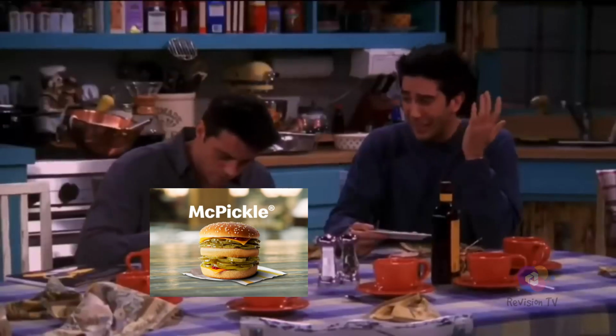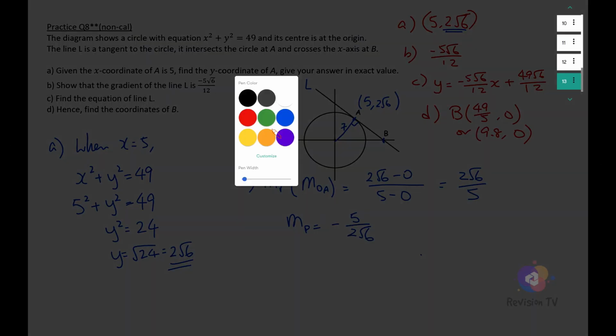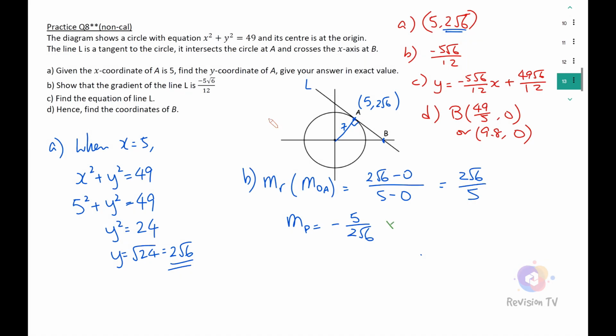To rationalize it, we need to multiply top and bottom by root 6. So on the top, we've got minus 5 root 6, over the denominator 2 times 6, which is 12. So it is negative 5 root 6 over 12. All right, so the step is to rationalize it.